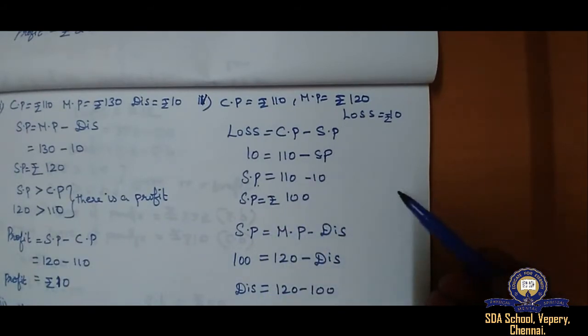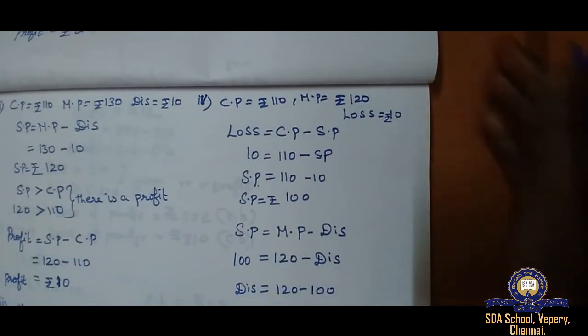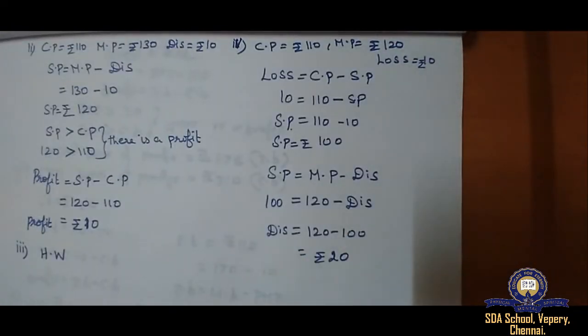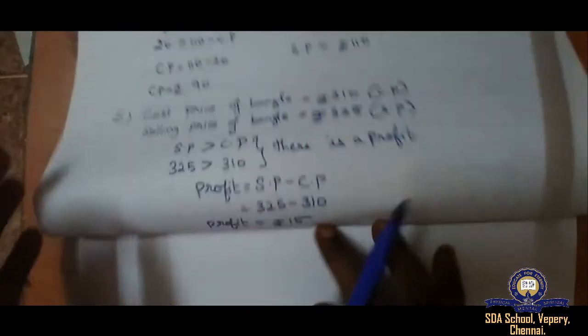Next we can check it out with the discount value. Selling price is equal to marked price minus discount. So selling price 100, marked price 120 minus discount. So same way we have to take it to that side. Discount minus discount, if I take this side plus discount, 120 already in the right hand side, 100 to the left hand side to the right hand side minus 100. So discount is equal to rupees 20. Clear? Next two more questions.